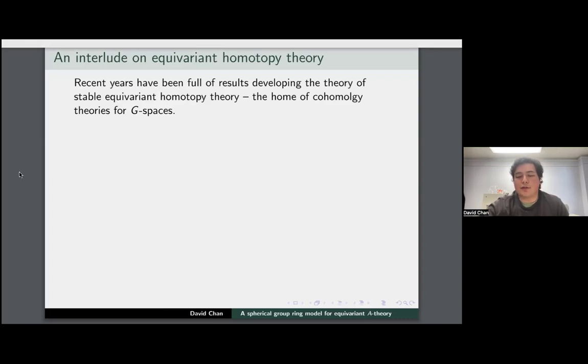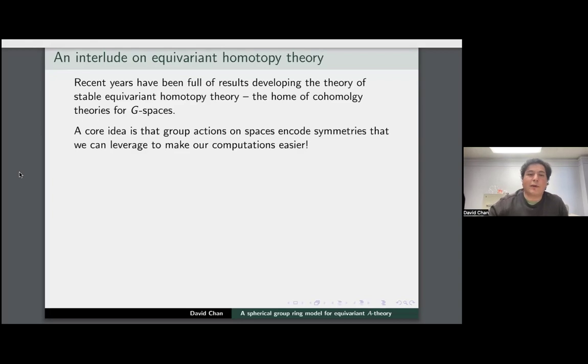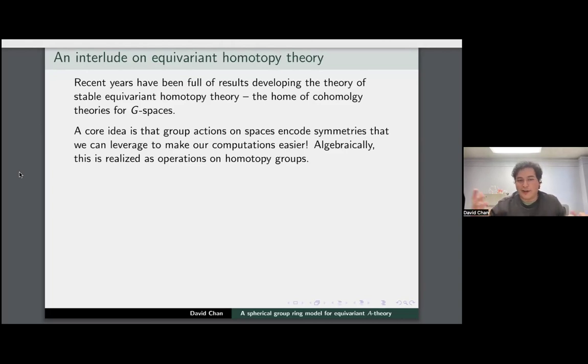And so why do we do this? Well, if you spend time moving shapes around, you get a lot out of shapes that have symmetries. You'd like to be able to use these symmetries to make your computations easier and encode different information inside of your computations. And algebraically, what does this translate into? This is a vague idea, but it translates into certain operations on your homotopy groups that you can keep track of and use when you want to actually do a computation.